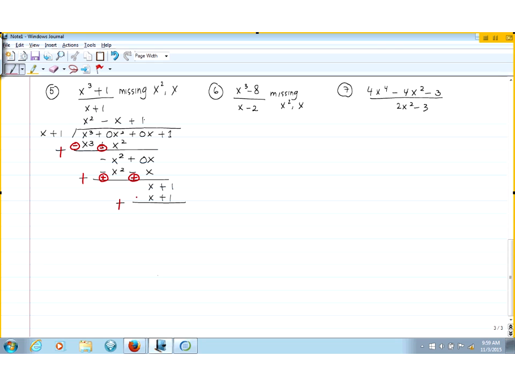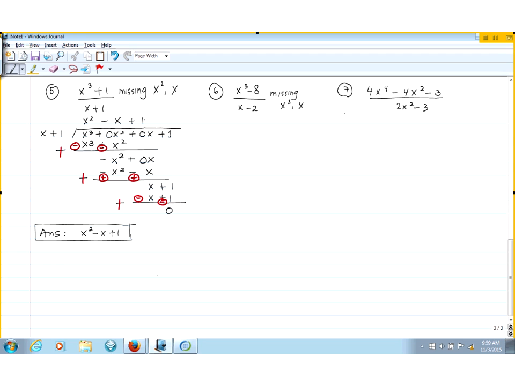Instead of subtracting, we are adding with the opposite. So you see, if you put a circle, then it's clear. X minus x, 0. 1 minus 1, 0 also. So what's my answer? X squared minus x plus 1. Good. Doable?